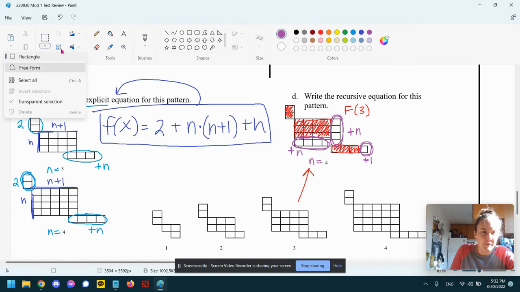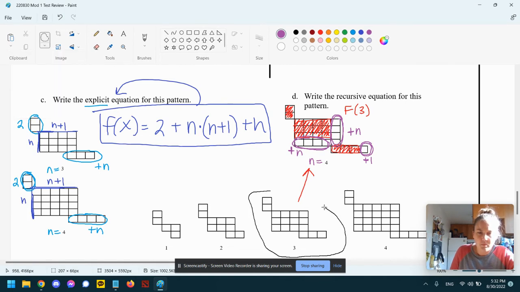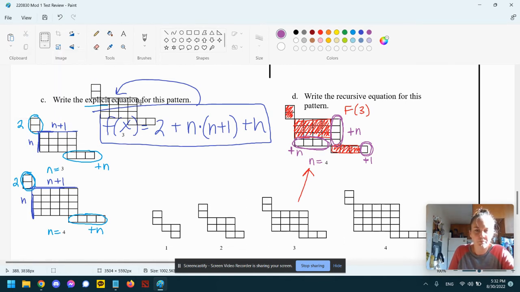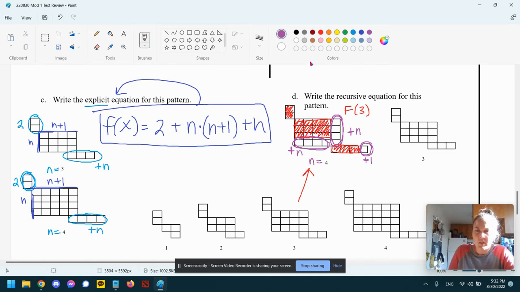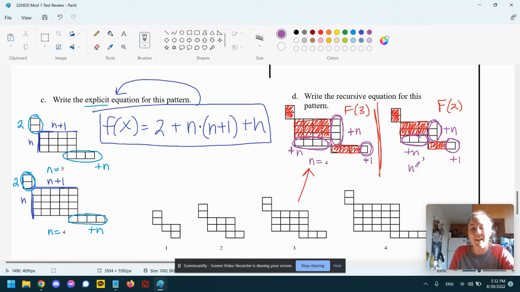Let's see it for f of 3. Right, if I color in f of 2, what did I add? I added this 1 straggler off to the side, so just 1. And then I added 2 groups of 3, which we can think of as 2 groups of n, because here our n is 3.